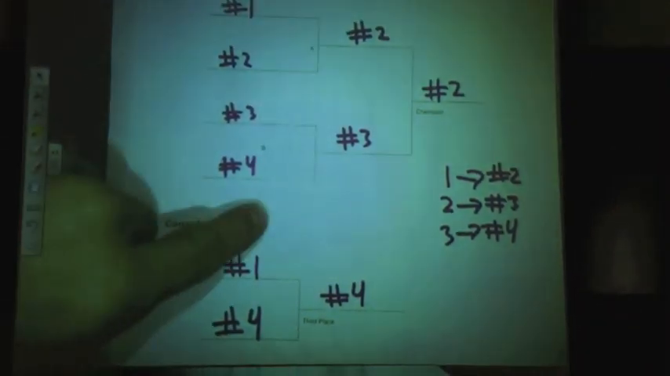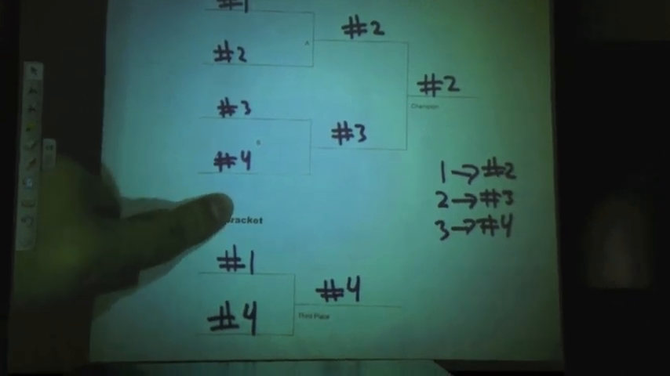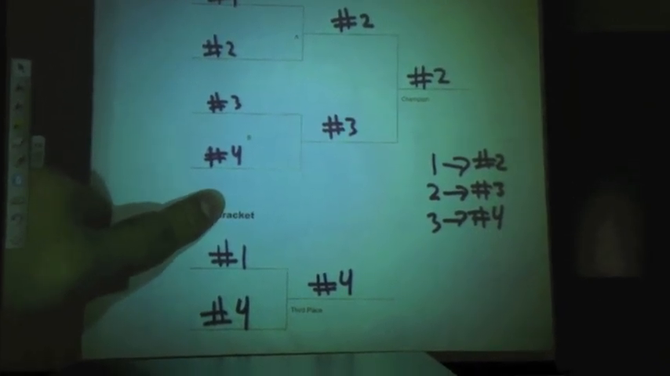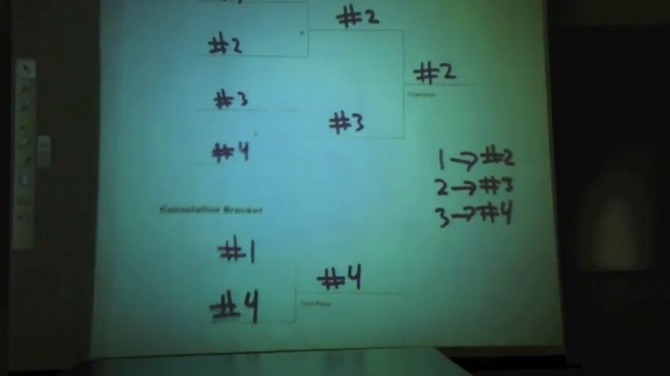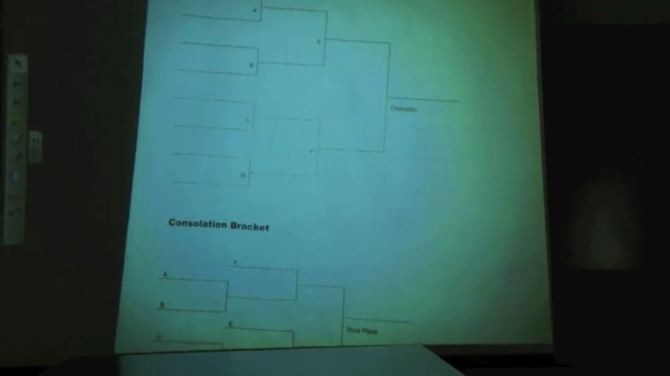But if I were to add a 5th person right here, they would have no one to go up against first round. So what do we do? What's the solution to that? What we do is it's called a bye. And a bye is when you just forward that competitor on to the next round. So going over here, this is actually an 8-man bracket.